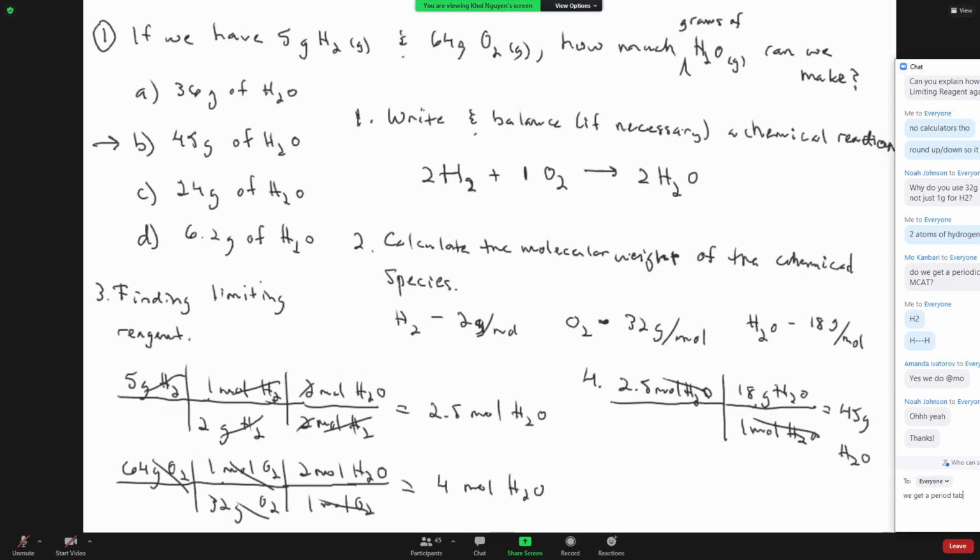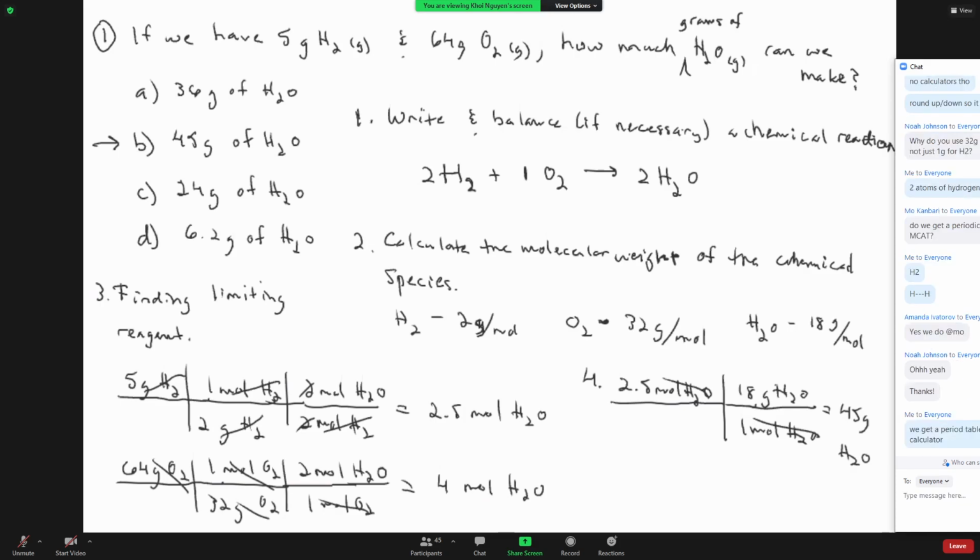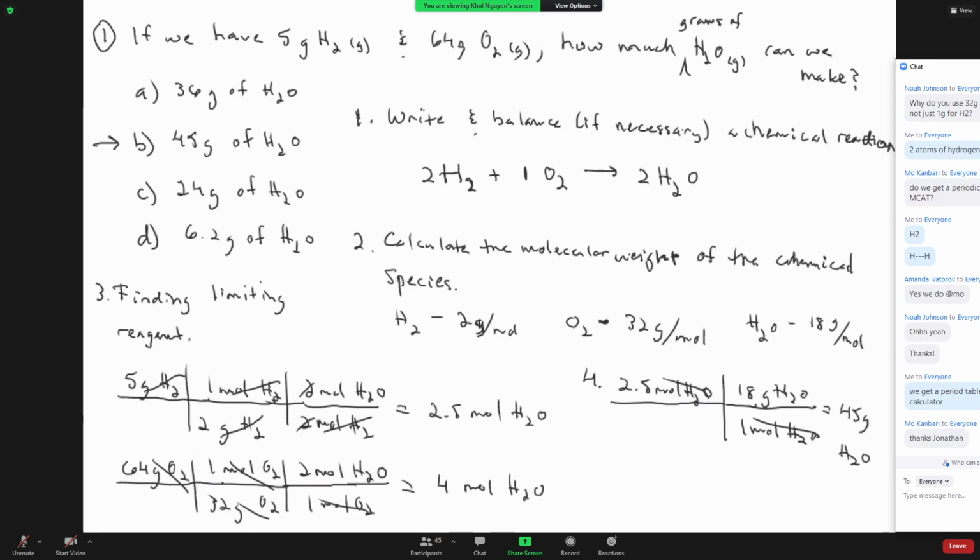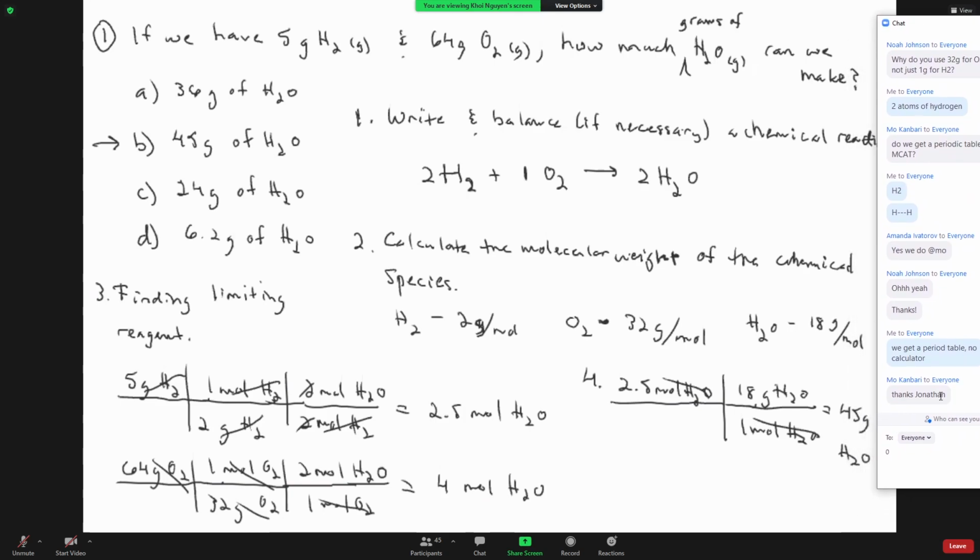Alap asked if we can go over the limiting reagent again. So with limiting reagents, yes, Jonathan's right: calculator, no calculator, periodic table, yes. I'm assuming Alap is asking: if we take all of the grams of hydrogen and go all the way to completion, and take all the grams of oxygen and go all the way to completion, which one would make the least? And that one's the one that's going to end up getting used up first.